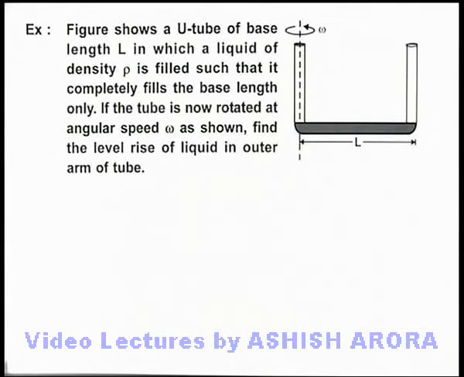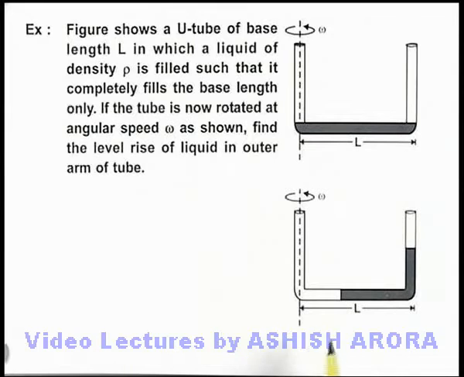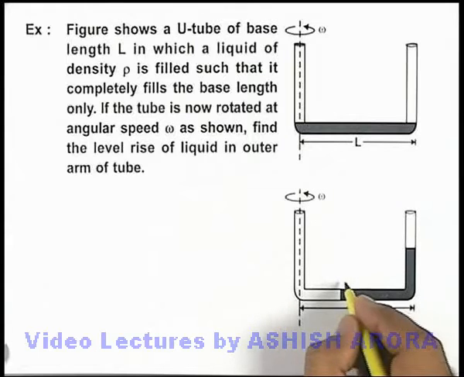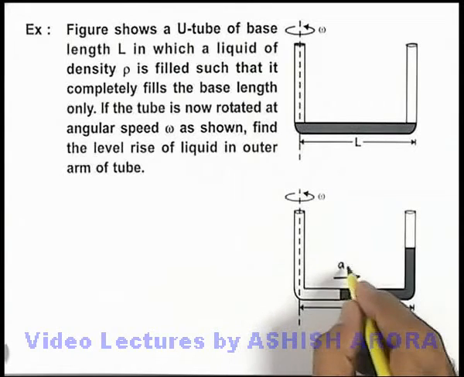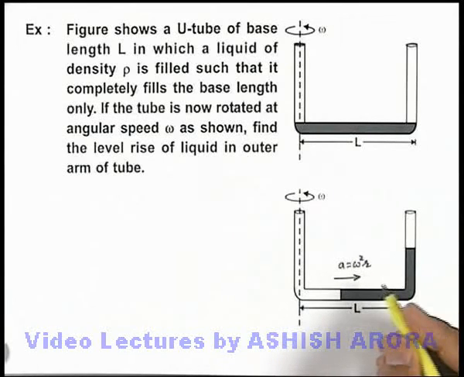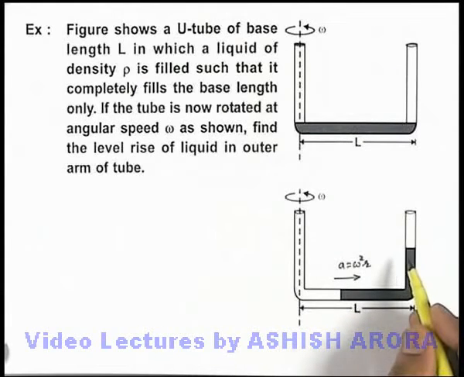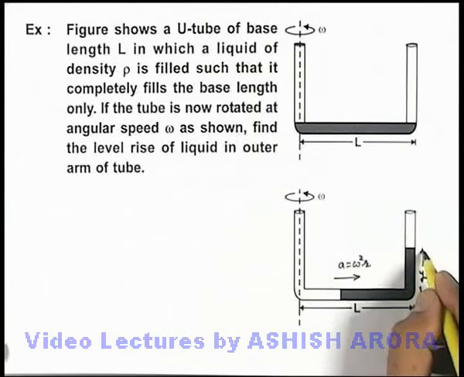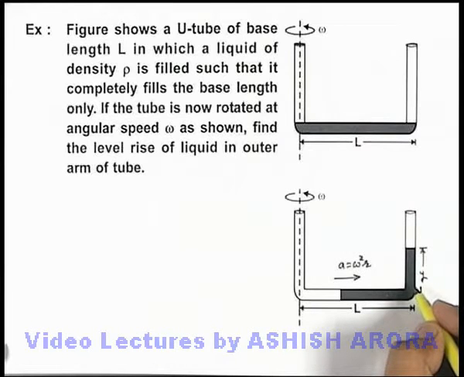The situation which we can see here in the figure, we can clearly see that due to the centrifugal acceleration omega square r, which we also studied in one of the early sections, the pressure increases and the liquid level will be raised, say up to a height y. And here we are required to find the value of y.